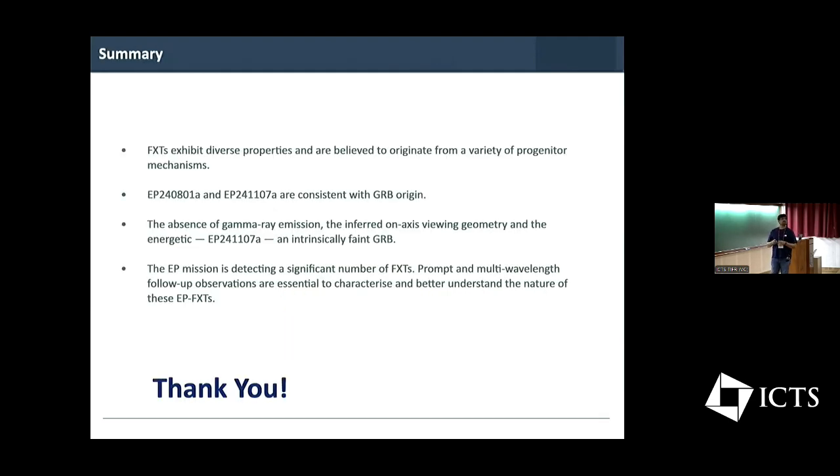FXTs exhibit diverse properties and are believed to originate from different kinds of progenitors. We looked into EP240801A and 241107A, and they are consistent with a GRB origin. The absence of gamma-ray emission, the inferred on-axis geometry, and the energetics we derived for 241107A show that it's an intrinsically faint GRB. EP is finding a significant number of FXTs, and prompt multi-wavelength follow-up observations are essential to characterize their nature and better constrain what progenitor they come from. Thank you.